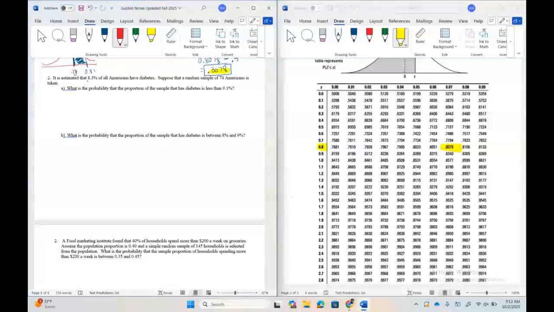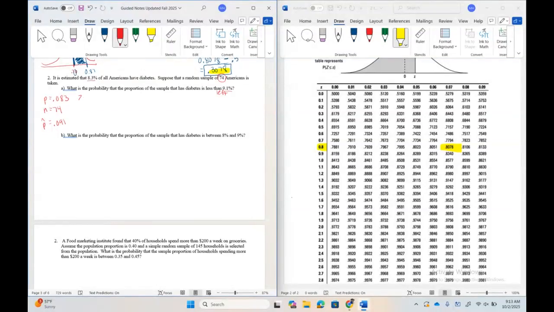It is estimated that 8.3% of all Americans have diabetes. So there's p, I'm going to say 0.083. We have a sample of 74 Americans. What is the probability that the proportion of the sample with diabetes is less than 0.091? So there's p-hat, 0.091. We want to know less than, so we're finding the area to the left.